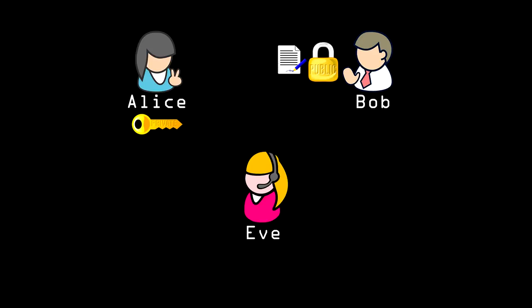But if Eve ever does manage to steal the private key, she can read encrypted messages that Bob intends for Alice and can even send messages to Bob pretending to be Alice, and the digital signature would match.